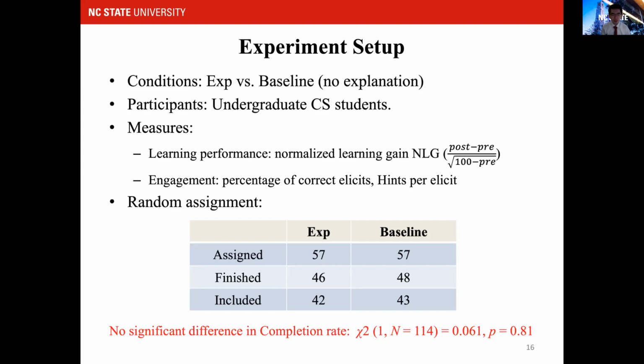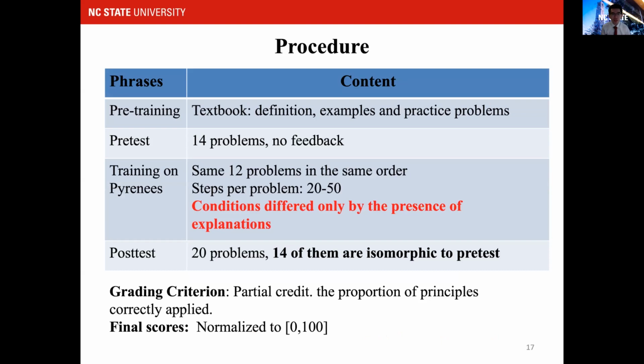Students who performed perfectly in the pretest, completed the study in groups, or rushed through the pre- or post-test were excluded. A chi-square test showed no significant difference in completion rate between the two conditions. All students went through the same four-phase procedure.